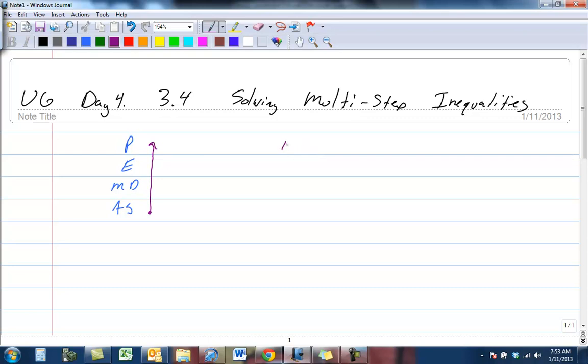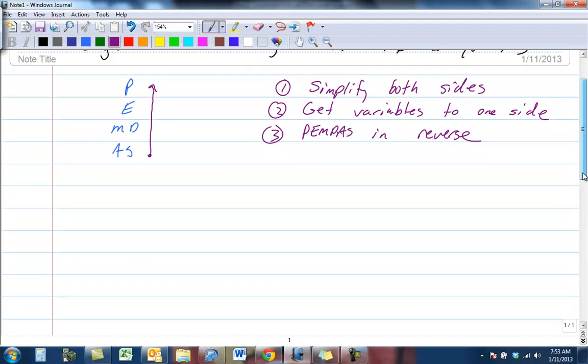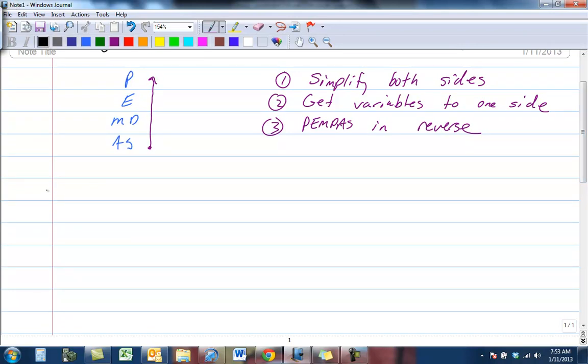The one thing is, remember, first you need to simplify both sides of the inequality. First thing you're going to do is simplify both sides. 2, get variables to one side. Then the last step, you're going to do PEMDAS in reverse. All right, so all these problems, first thing you do is simplify both sides, get variables to one side, and then do PEMDAS in reverse. So, let's do an example here.